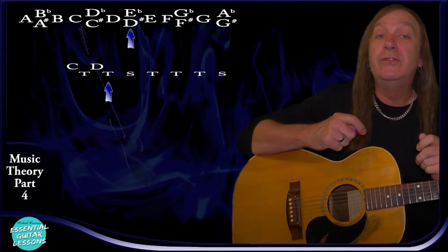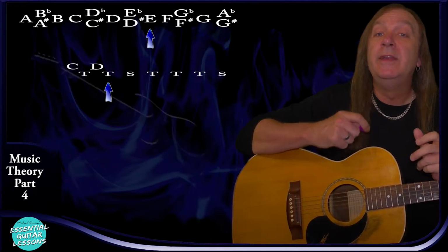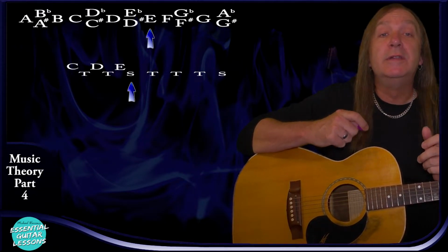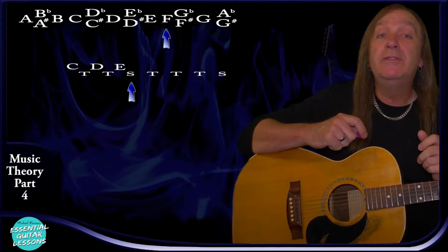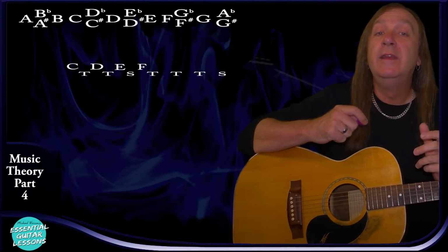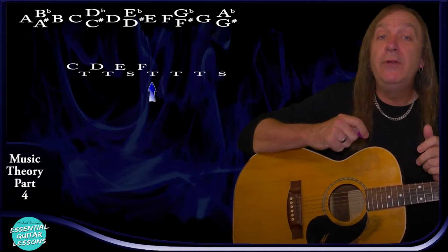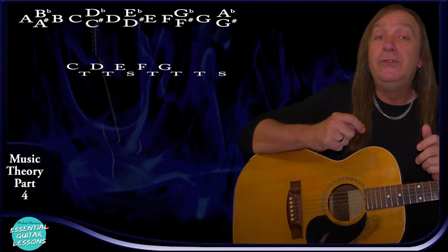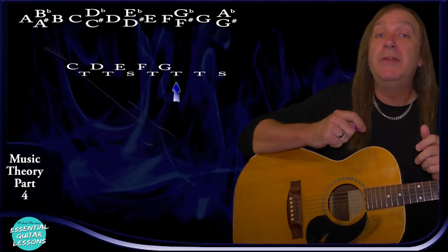So D, I take 2 steps, takes me to E. Then from the E, if I look at my formula, I want a semitone. So we have E, semitone is 1 step, so that's E to F because there's no E sharp there. Then from F, we want another tone. So F, F sharp, G. From G, we want another tone there, so another 2 steps.